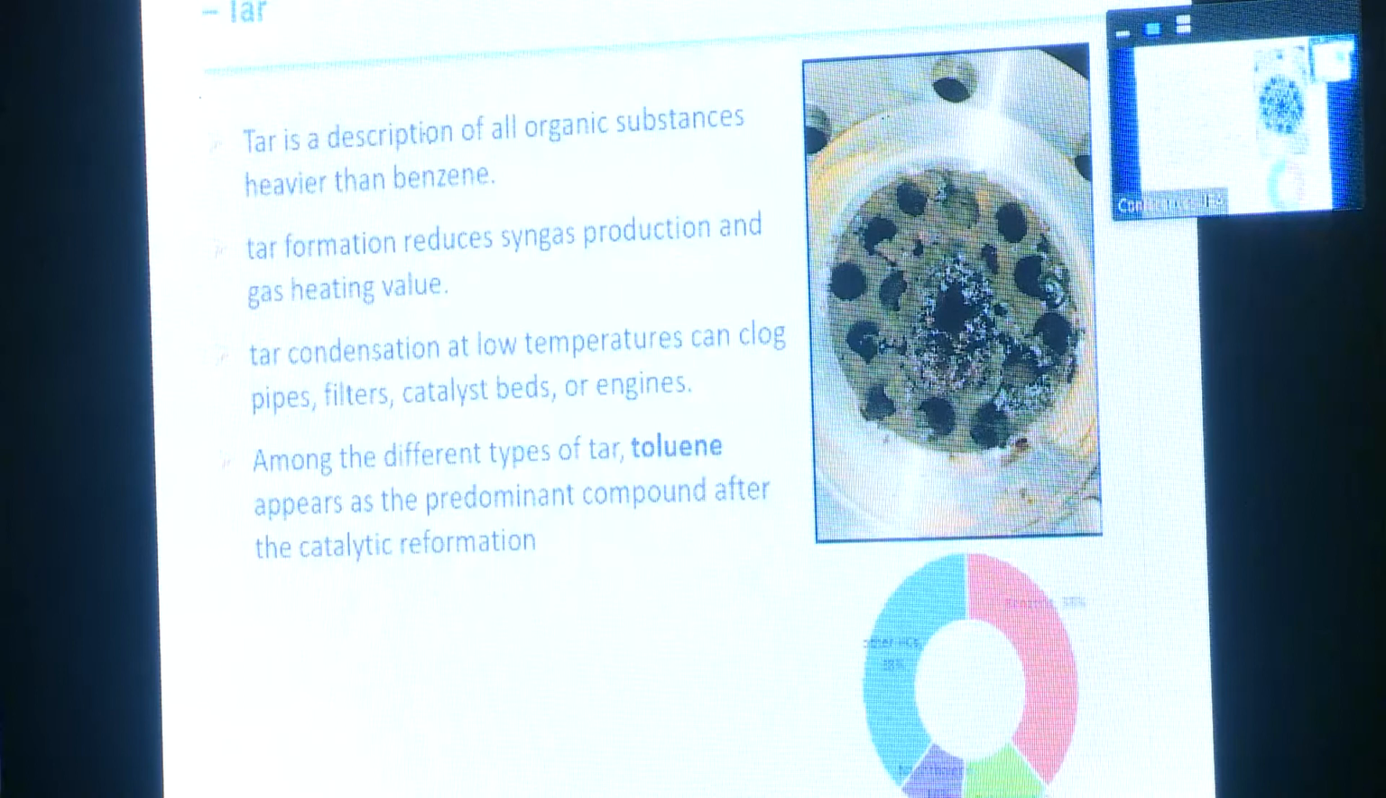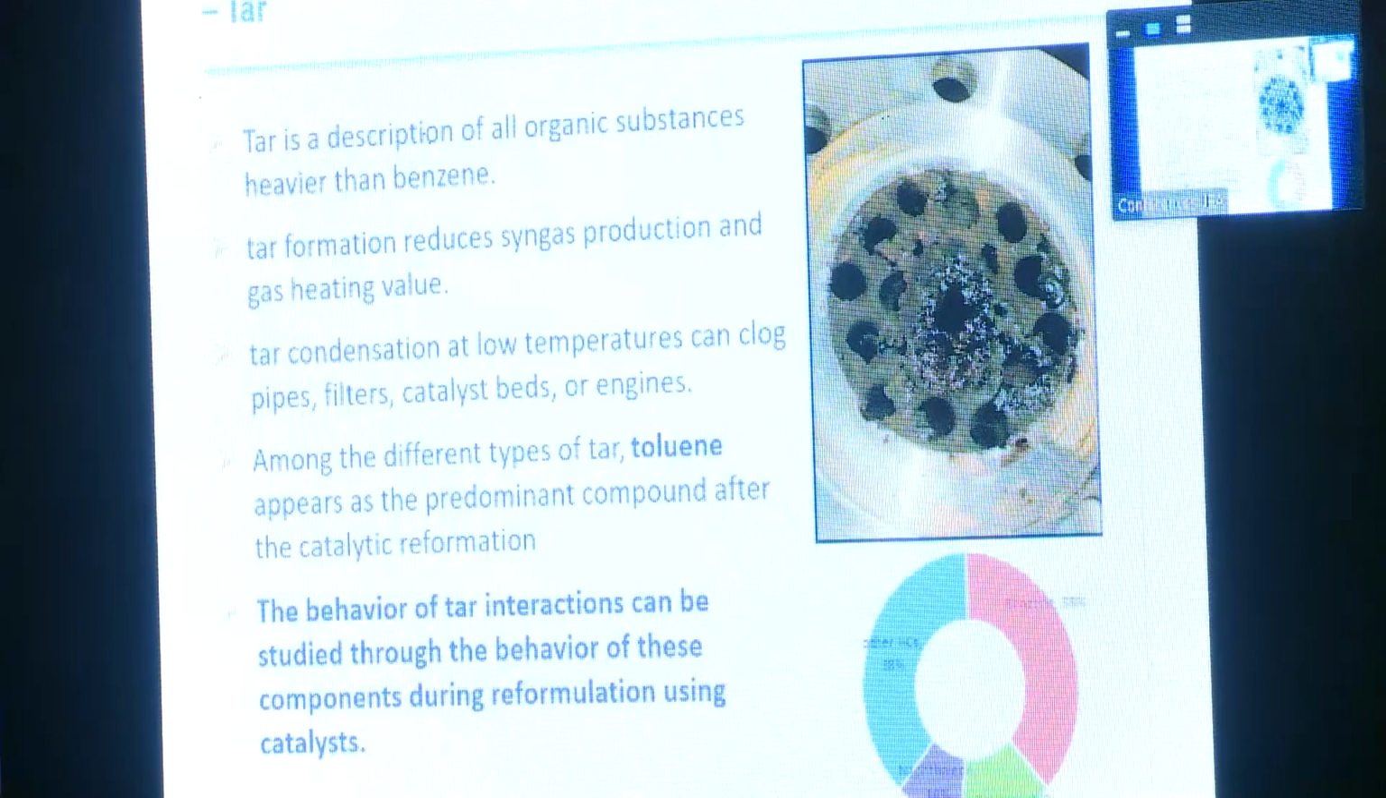Now, if you look at the composition of the tar, you could see benzene is almost 40%. The second component is toluene, the third component is naphthalene, and the rest are hydrocarbons. It's very important to study the behavior of tar interactions through the behavior of these components. So instead of studying this complex mixture, we can select certain components that can mimic the behavior of the whole spectrum. Most of the research focuses on either naphthalene, benzene, or toluene. In my study, I focus on toluene.